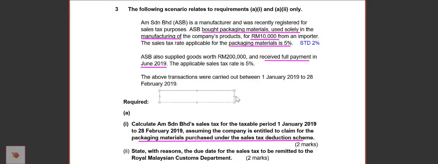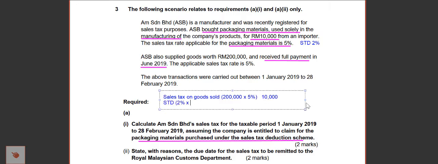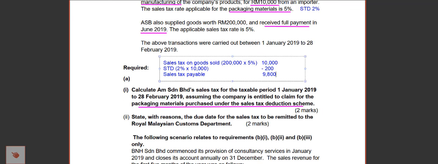So, the goods sold are 200. The sales tax on goods sold 200, 5%, so will be 10,000, right? And the sales tax deduction will be 2% on the 10,000. So you get a credit of 200. That means your sales tax payable will be 9,008. Okay.